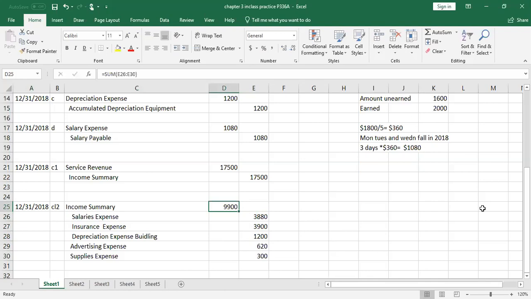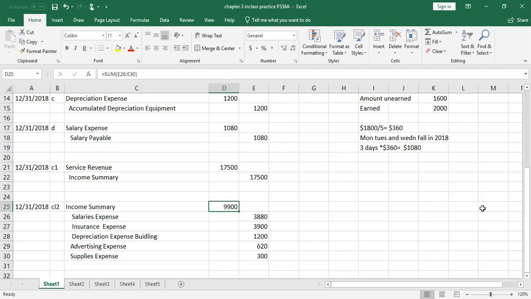If you post these now to your general ledger T accounts, you'll see the magic. I'm going to debit the income summary account, $9,900. But then I'm going to credit each expense, $3,880 to salary expense. Now its balance is 0. I'm going to credit insurance expense, $3,900. It had a balance of $3,900, I just credited it for $3,900, 0 balance. Credit depreciation expense building, $1,200. Credit advertising expense, $620. And then credit the supplies expense, $300.